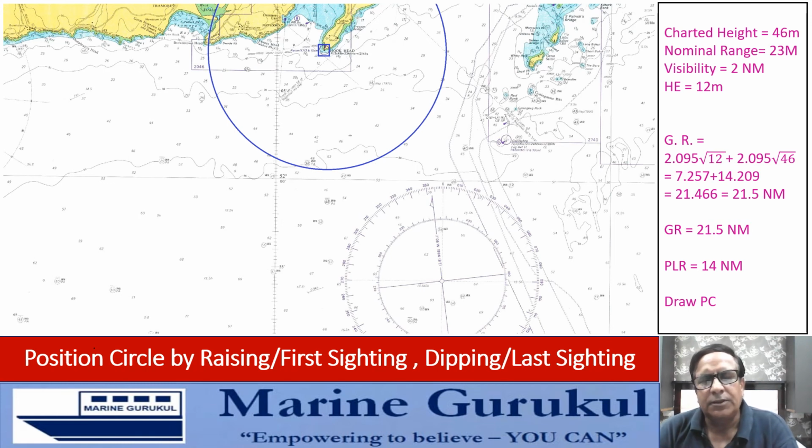Now, as far as the present luminous range is concerned, you will be able to calculate it in exams if you know the atmospheric visibility and the nominal range. Nominal range in most cases can be obtained from the chart from the light characteristics. Visibility needs to be given in the exams.